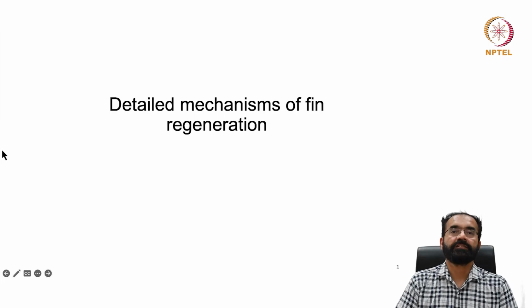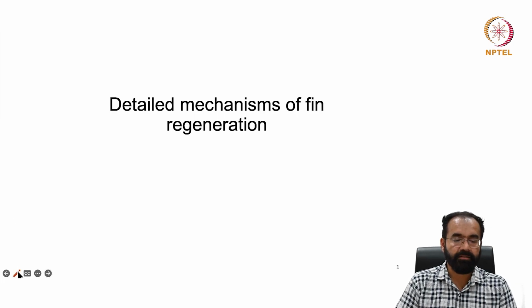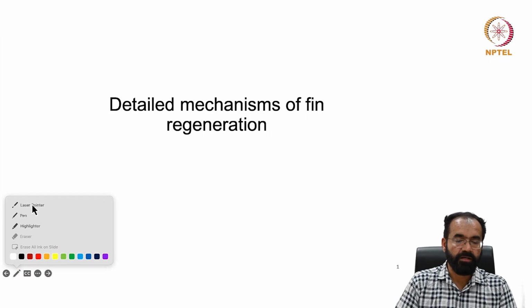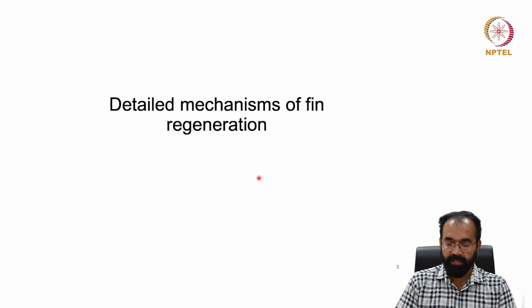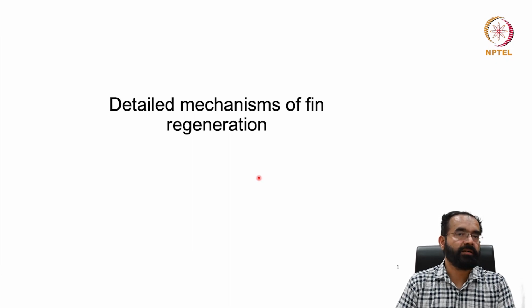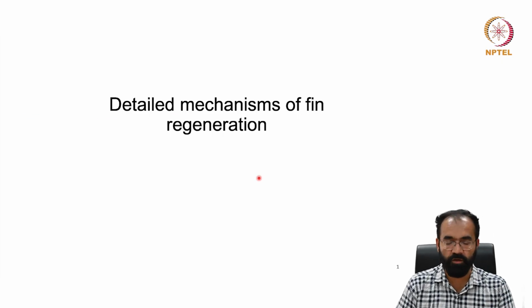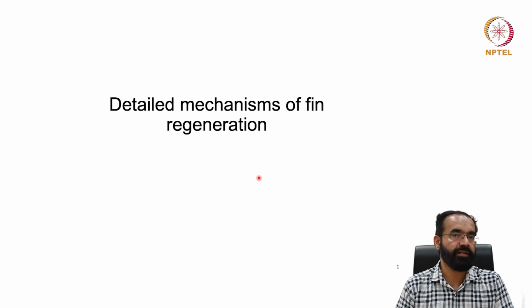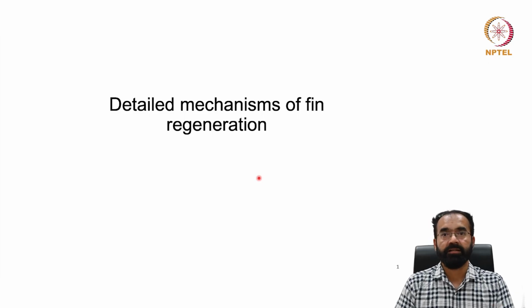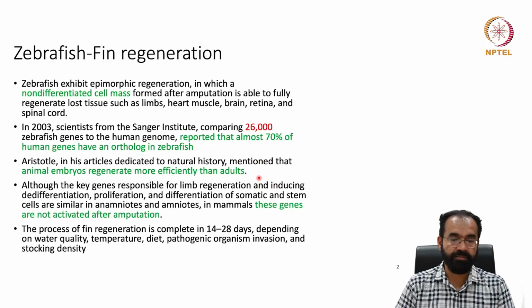In today's class, we will learn a detailed mechanism of regeneration pertaining to the fin in the zebrafish model. So we have seen how efficiently zebrafish is able to regenerate various organs, and coming to different organs, say heart, say brain, say retina, say spinal cord, say fin, they adopt a different strategy.